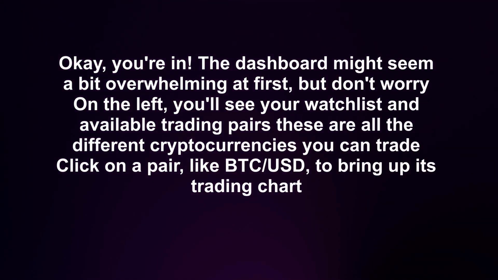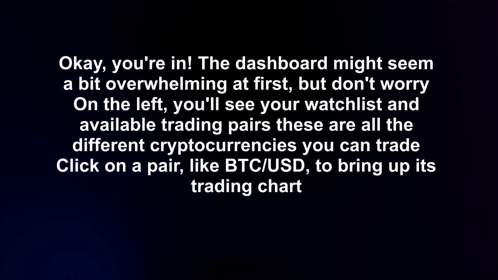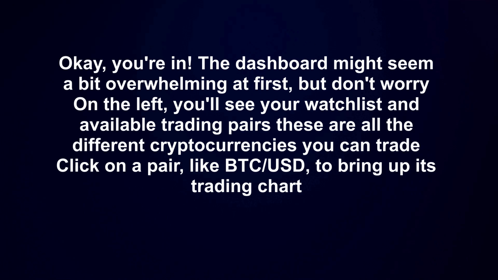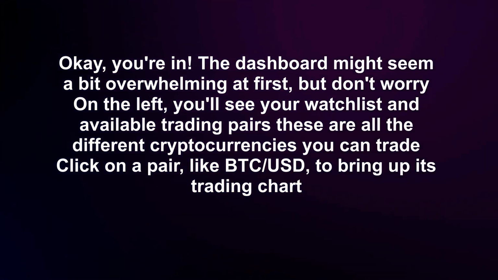It's that simple, as they are linked. Okay, you're in. The dashboard might seem a bit overwhelming at first, but don't worry. On the left, you'll see your watch list and available trading pairs. These are all the different cryptocurrencies you can trade. Click on a pair, like BTC-USD, to bring up its trading chart.